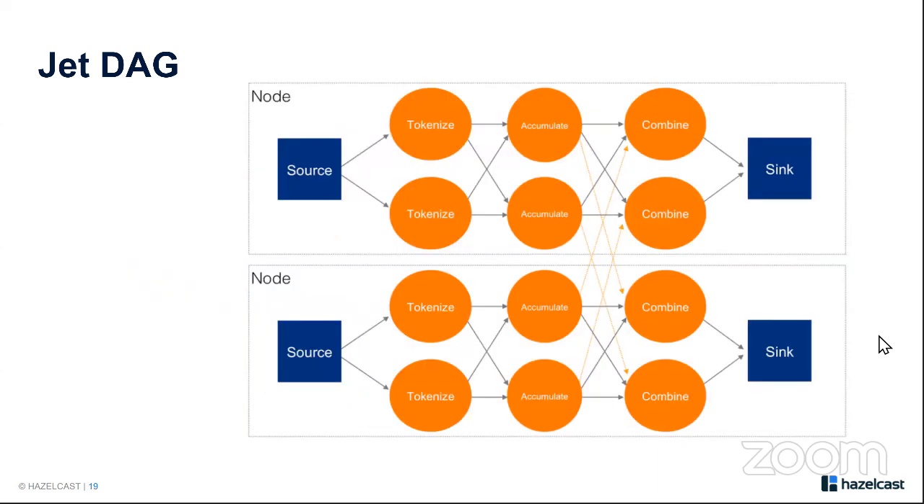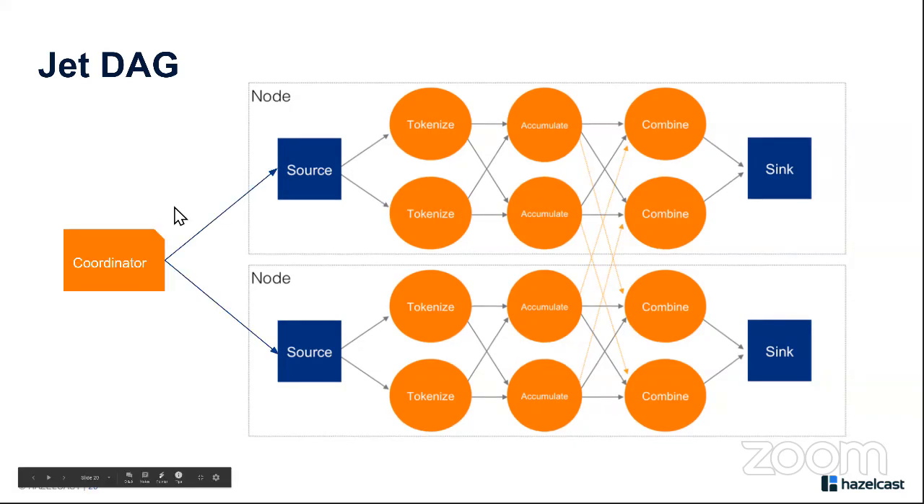JET can run on multiple members. It can run in a cluster. So we have this same small DAG replicated on every member, and there are channels. With these orange lines, we show that not always it goes to the other member. But what is important is that it's still a DAG. This whole thing that you see here, it's still a DAG. By DAG, I mean directed acyclic graph.